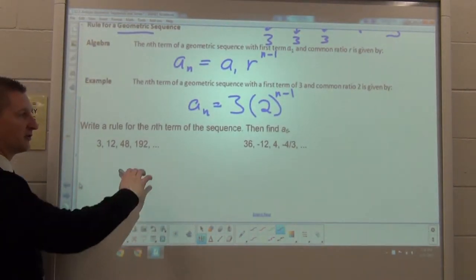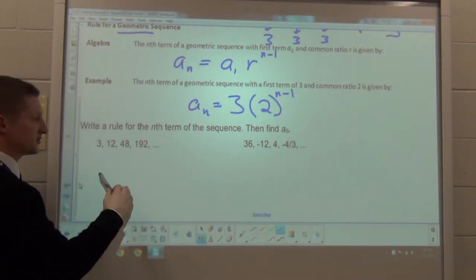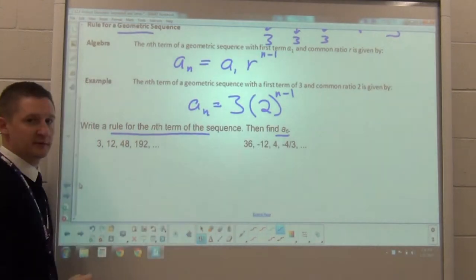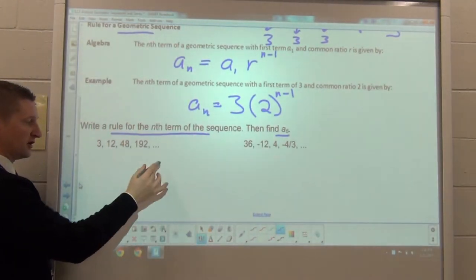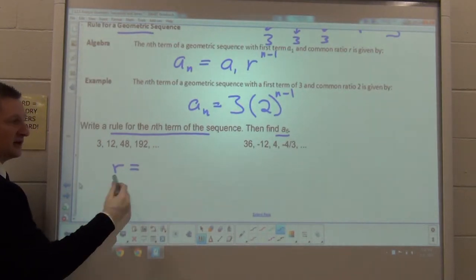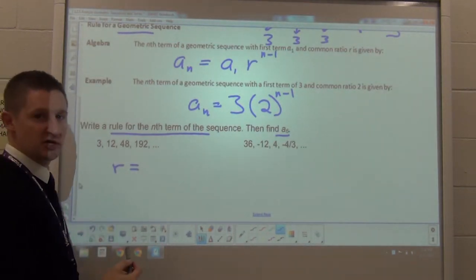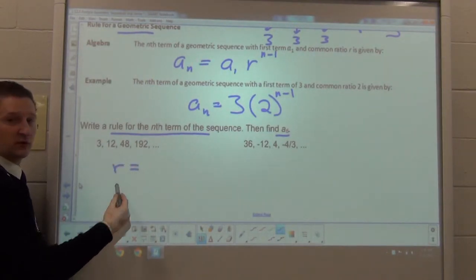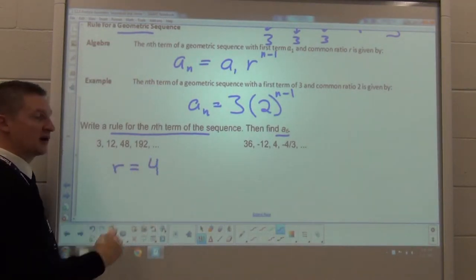Now, practicing with a couple of sequences down here. Our first sequence, we're asked to write a rule for the nth term and then find the 6th term in the sequence. Well, as I look at this, first I'm going to find the common ratio. And I do that by dividing a couple of terms just to make sure it's geometric in nature. Well, 12 divided by 3 is 4. 48 divided by 12 is 4. I'm pretty certain that this is going to have a common ratio of 4.